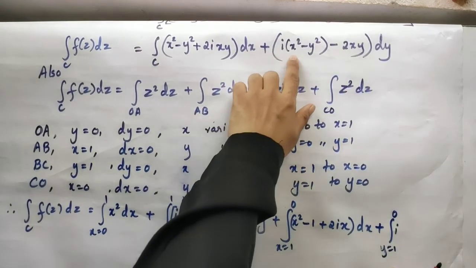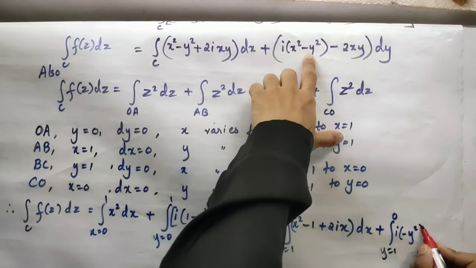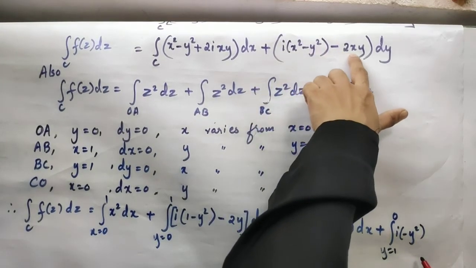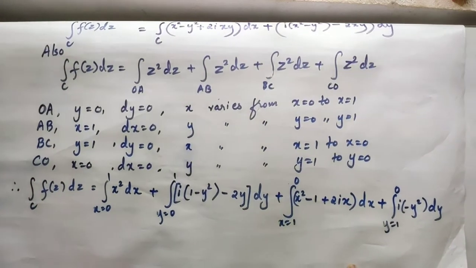Look at this. x is 0, no need to write. Minus y square, you are writing. Minus y square. Since again x is 0, 2xy turns 0. You will have only i dy over here. Okay, I hope it is clear to all of you.